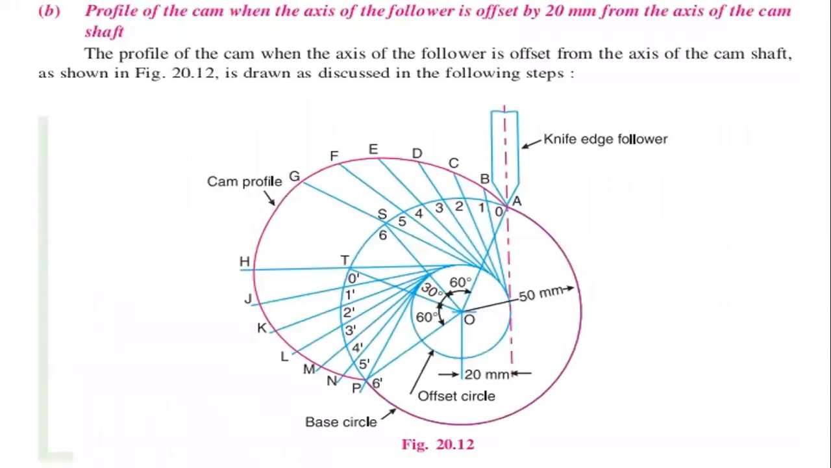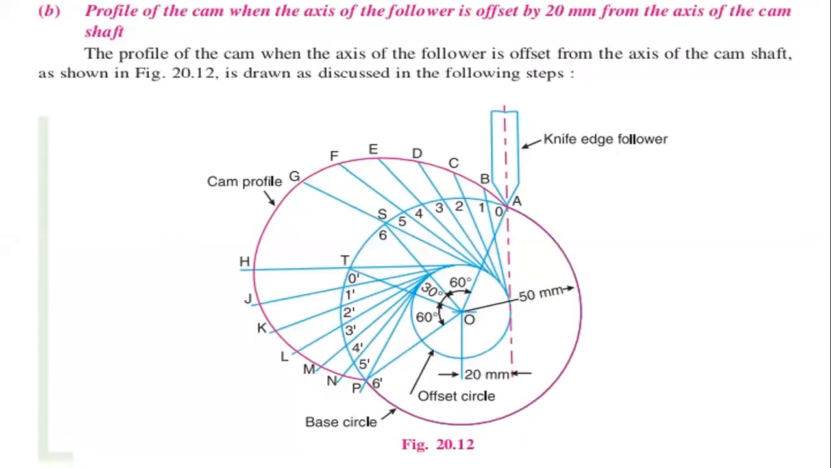So next we have to draw the offset follower, that is the profile of the cam when the axis of the follower is offset. Offset means the distance of the position from the axis of the cam, that is called as offset position.